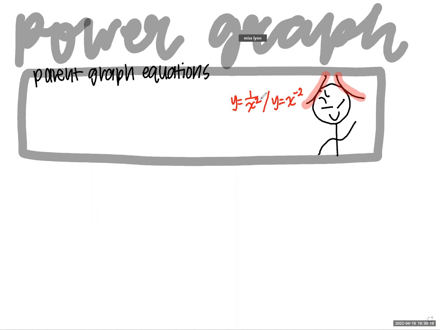Now, the next one is the one in orange, which is the bruise he had on his head. This bruise is y is equal to x to the power of -1, and x to the power of -1 is the same as y is equal to 1 over x. So just remember all this as the parent graph.